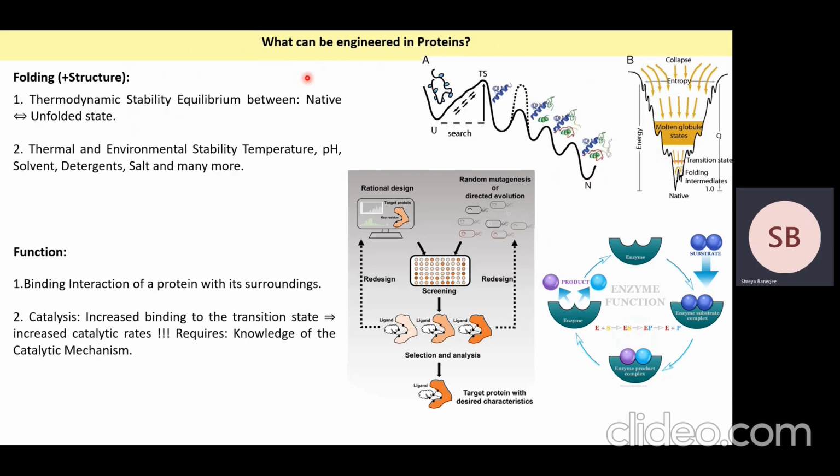So what can be engineered in proteins? Now we can engineer the protein folding or structure. There is a thermodynamic equilibrium between the native folded protein and the unfolded state. So, suppose from the unfolded state, it goes to the folded state. It goes through several intermediates.